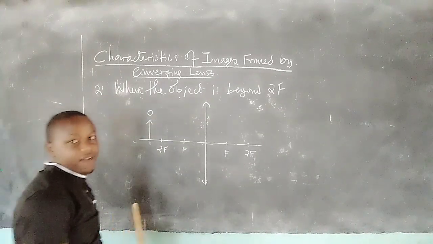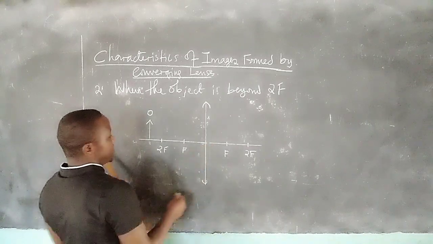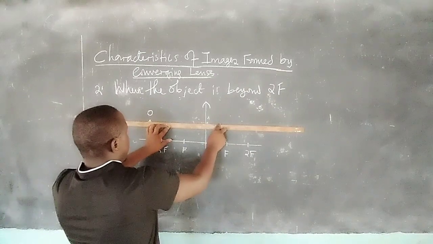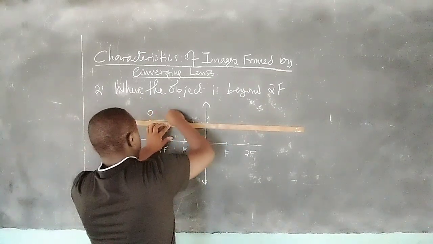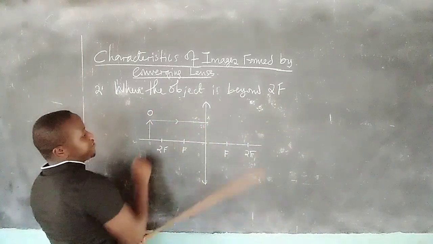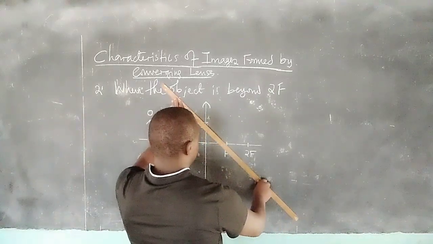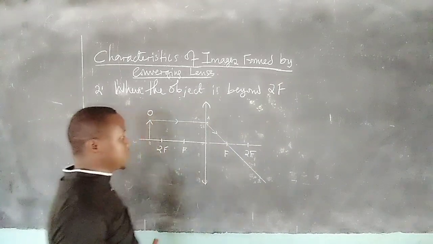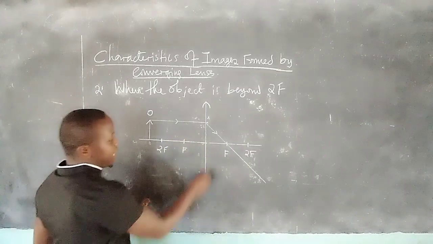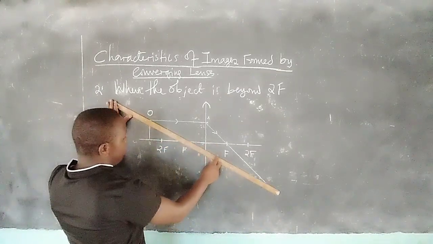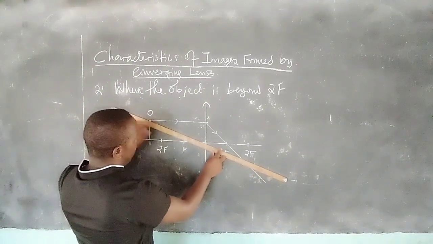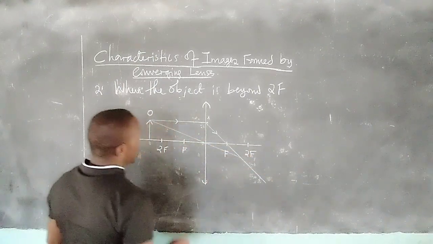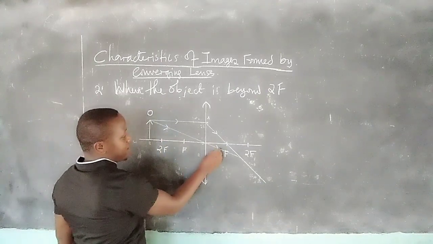We can construct three diagrams and observe the characteristics of whatever image will be formed. We construct three rays, but you can consider just two and their intersection. A ray from the tip of the object parallel to the principal axis, after reaching the lens, gets refracted through F. So this one passes through F like that. What we talked about is that a ray from the tip through the optical center passes on undeviated. So we can consider another ray from the tip through the optical center of the lens, and such a ray passes on undeviated.